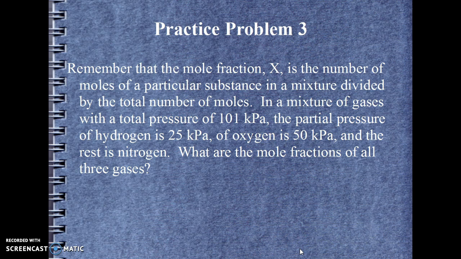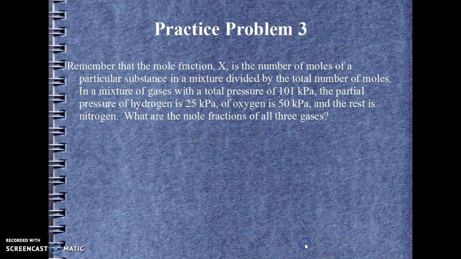Remember, the mole fraction X is the number of moles of a particular substance in a mixture divided by the total number of moles. In a mixture of gases with a total pressure of 101 kPa, the partial pressure of hydrogen is 25 and oxygen is 50. The rest is nitrogen. So what are the mole fractions of all these three gases? We'll repeat the problem on the next page and show how it's solved.